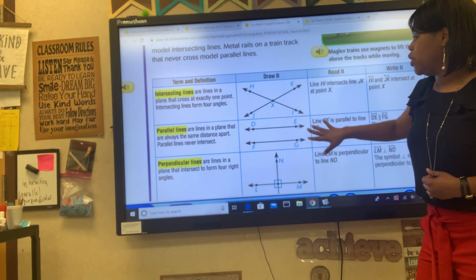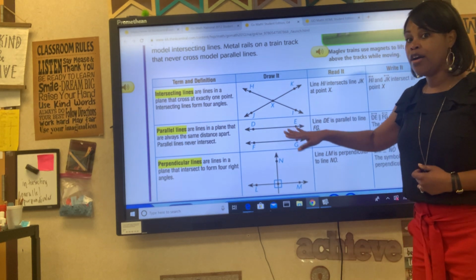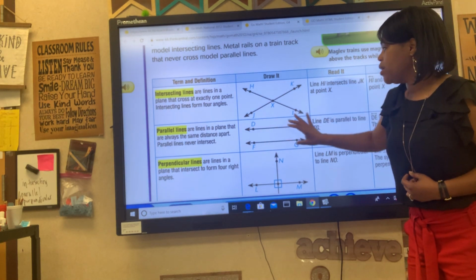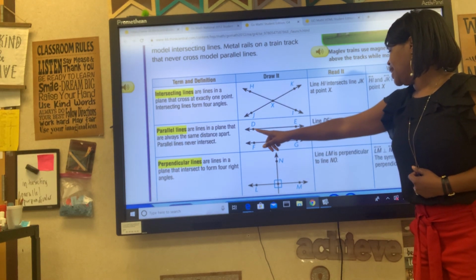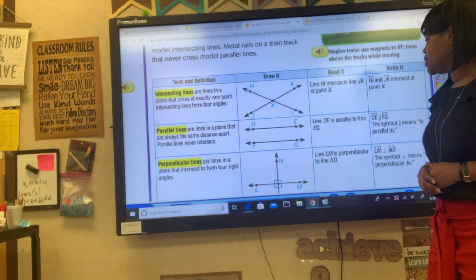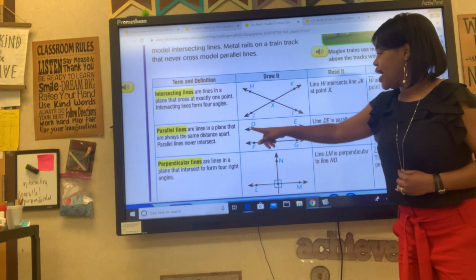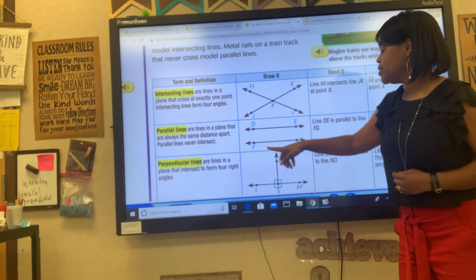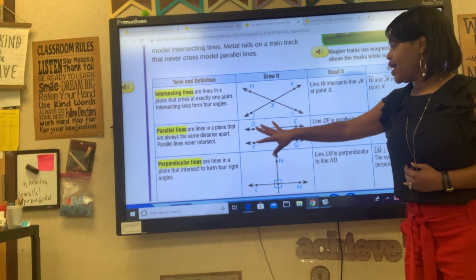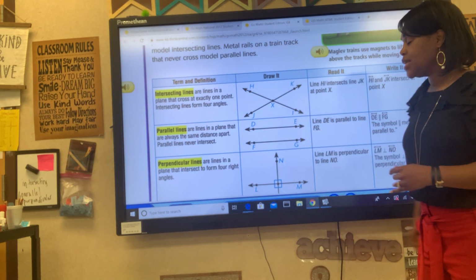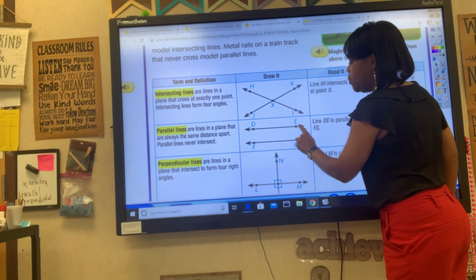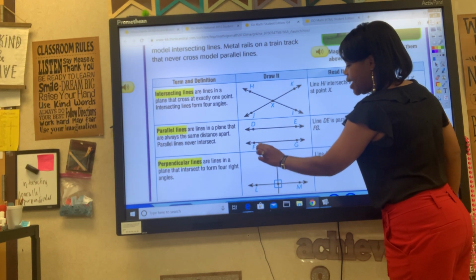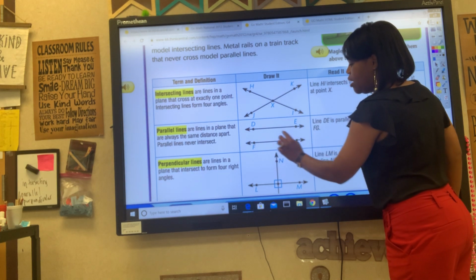Here you see where they have drawn a pair of L's or a pair of parallel lines, okay? Line DE is parallel to line FG. Line DE is parallel to line FG. And lines are named by their points. I'm calling this line DE because it has point D and point E. This is line FG because it has point F and point G.